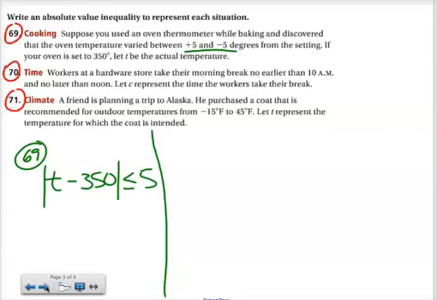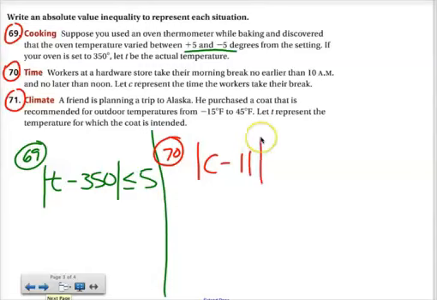Then in number 70, we have workers at a hardware store take their morning break no earlier than 10 a.m. and no later than noon. Let C represent the time the workers take their break. So we check what is the time that the workers took their break. Now, if what's acceptable for them is from 10 a.m. to noon, then right in the middle is perfectly when we would want everybody to take their lunch break. So that's going to be 11 o'clock.